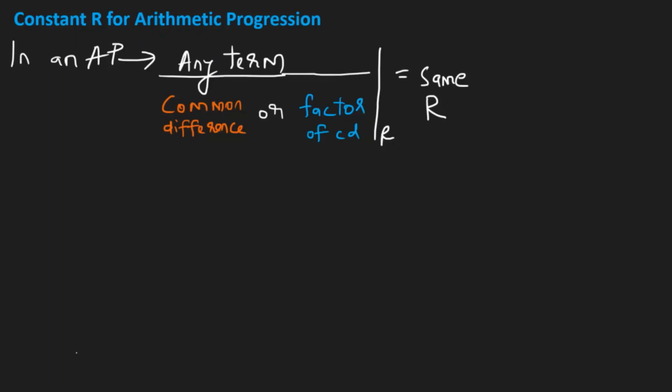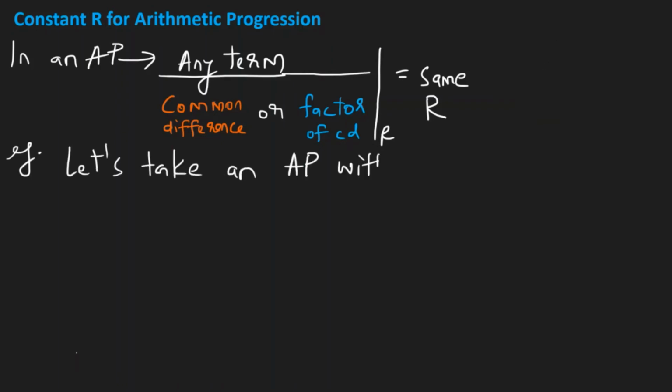Let's learn an interesting property with respect to remainders for arithmetic progression. In any AP, if you take any term and if you divide that term either with the common difference or with a factor of the common difference, you will get the same remainder. This is a very useful property. Let's take an example to understand this better.